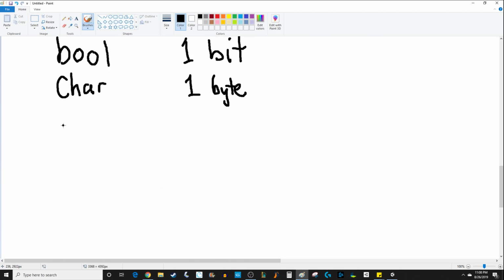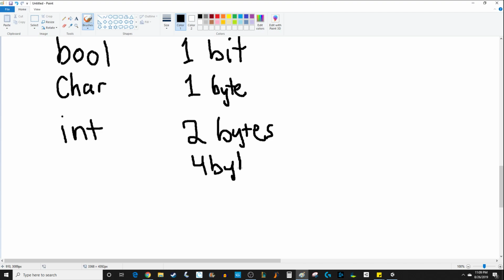After bool and char, we've got int. Int is pretty cool because it can contain a lot of numbers, like really, really big numbers. But because it has such big numbers, it actually takes multiple bytes. So an int, a regular int, would be 2 bytes. And then if you did a long int, it would be 4 bytes.